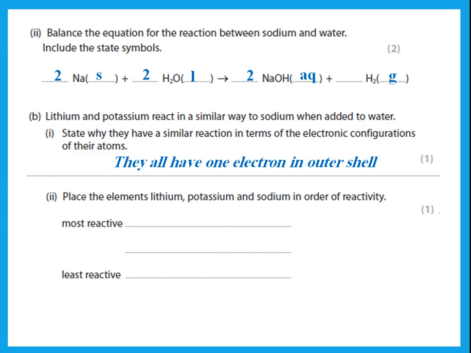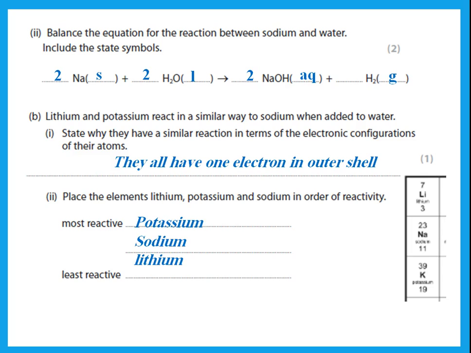Now, place the elements lithium, potassium, and sodium in order of reactivity. Do you remember the reactivity? If you don't remember the reactivity series, you can just check the periodic table. You will find that potassium is at the bottom, then sodium, then lithium, and we said the one at the bottom is the most reactive. So, potassium, sodium, lithium, that is the arrangement of the reactivity.